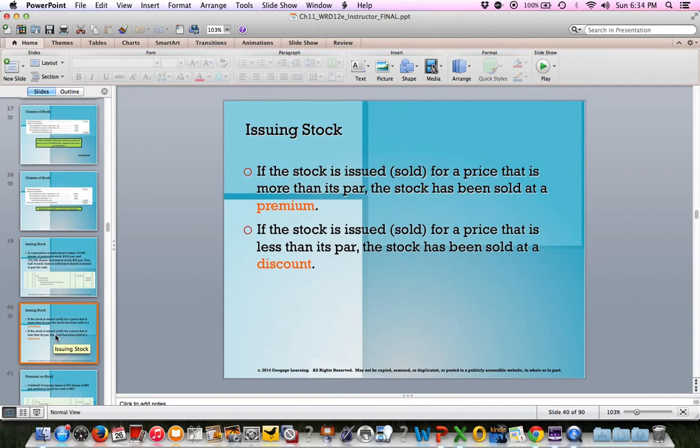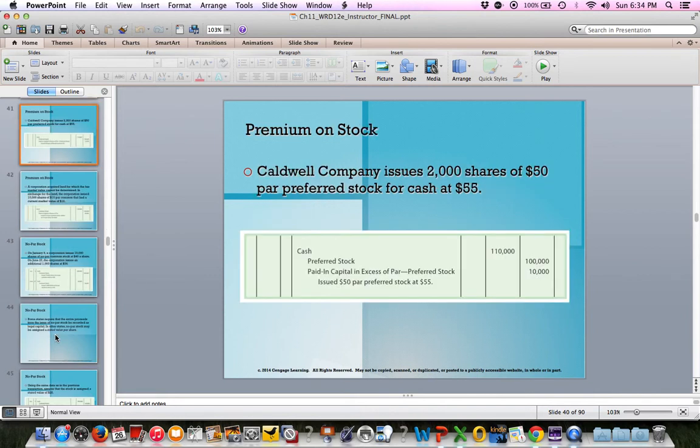Now it says that the stock is issued for a price above par. We call that a premium. If stock is issued below par, we call that a discount. And of course that will affect the journal entry that we come up with.